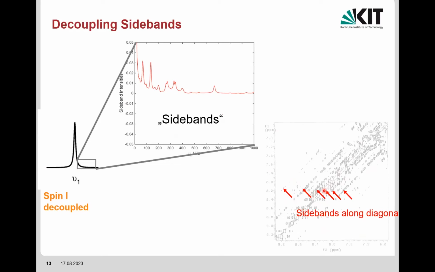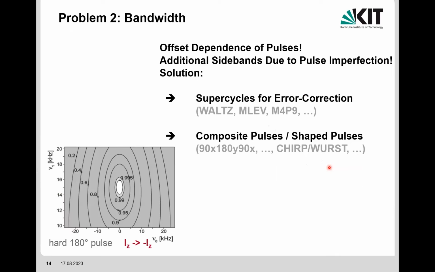And of course, if you're only interested in the central signal, which is still a factor of 50 larger, then you do not bother. But for example, if you want to acquire a NOESY spectrum and you want to decouple a heteronuclear coupling, then these sideband signals might be even larger than your NOESY crosspeak. And then it certainly matters. But there is another problem.